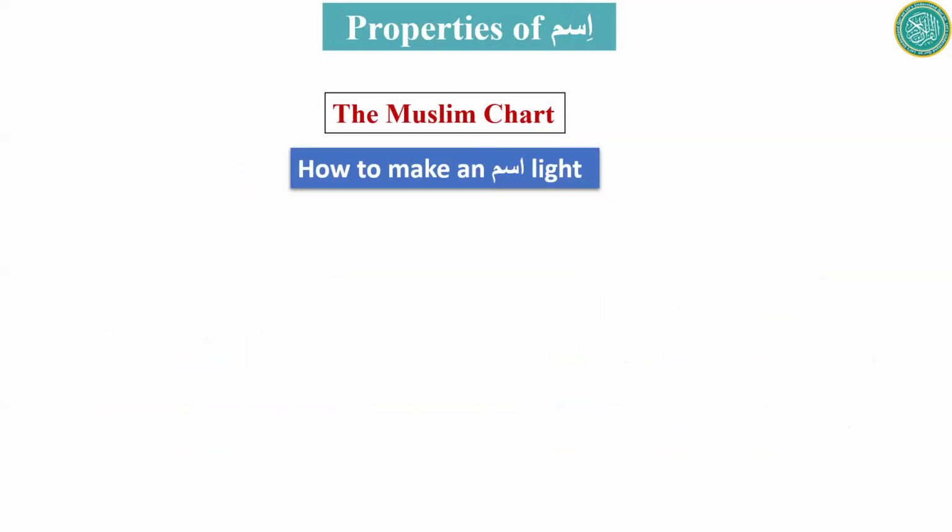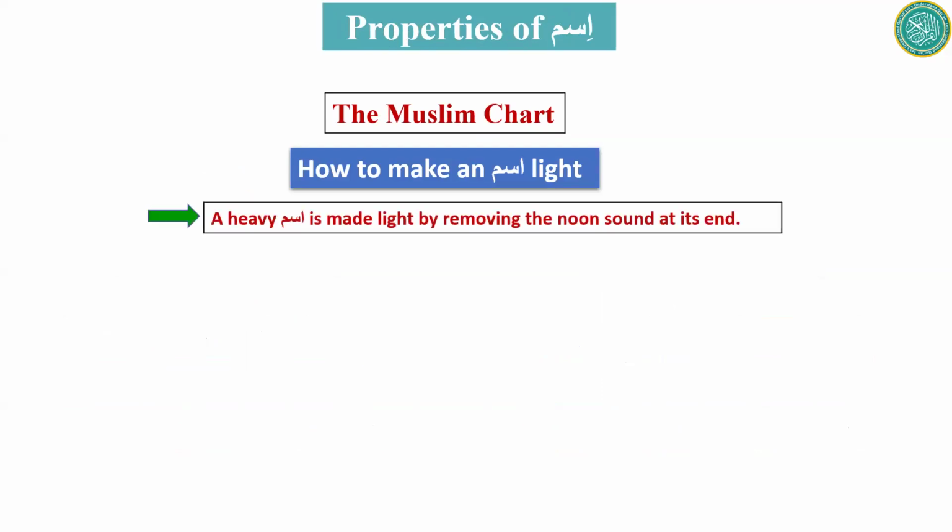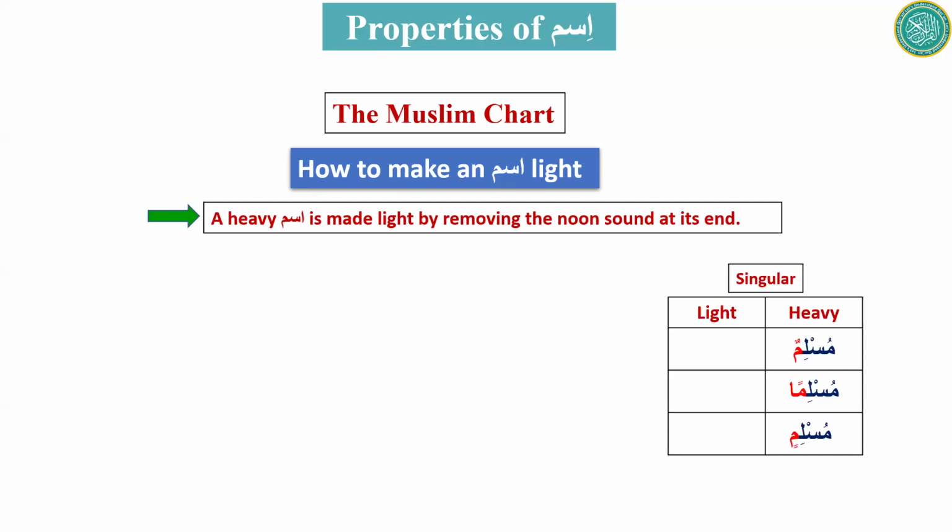We only need to learn how to make a heavy ism light. If you have a heavy ism, it will have a noon sound at the end. You remove the noon sound, and it will become light. For example, Muslimun. Do you hear the noon sound at the end? I hope you do. Maybe I can ask someone.